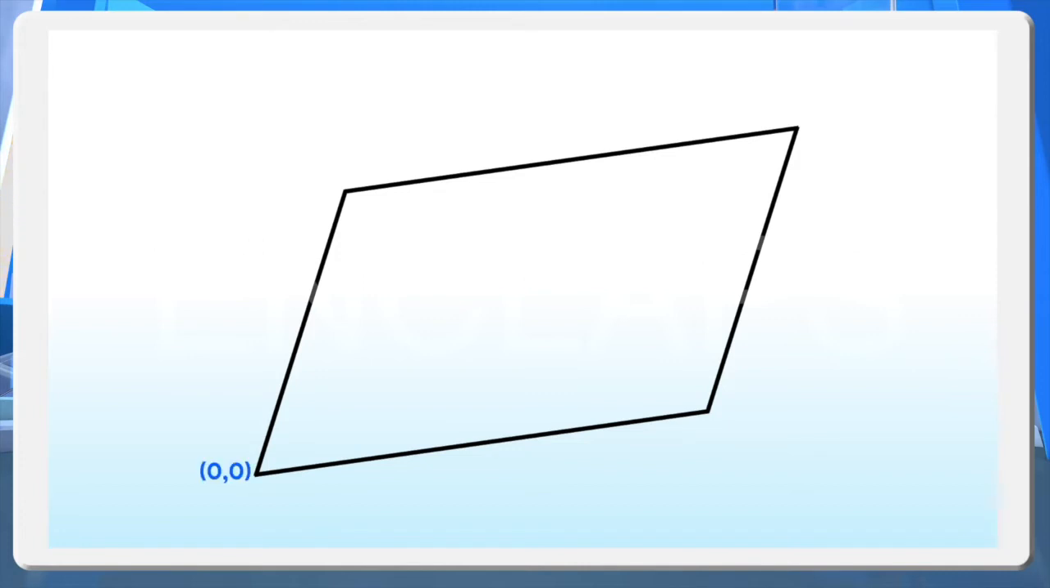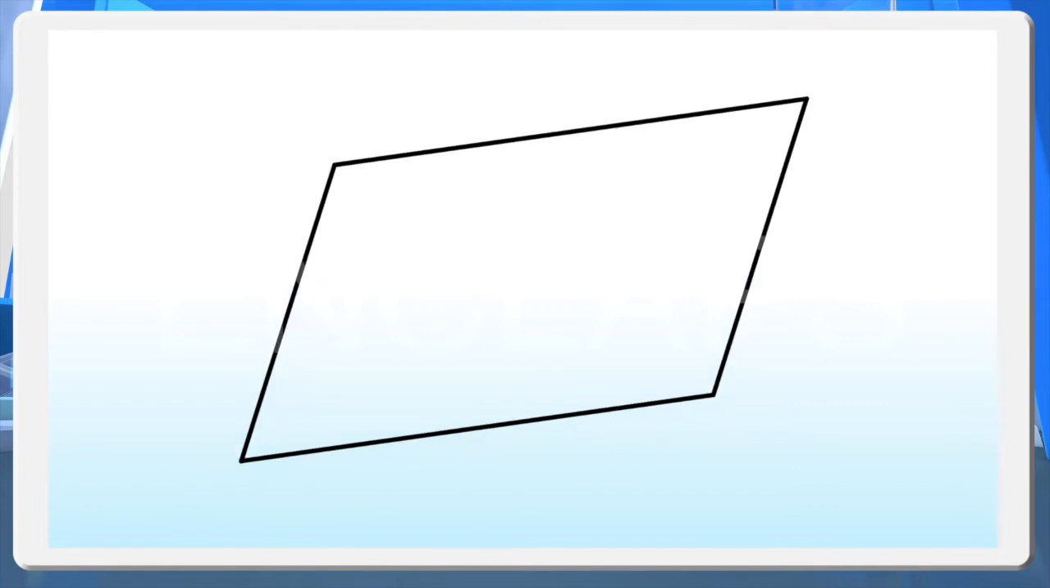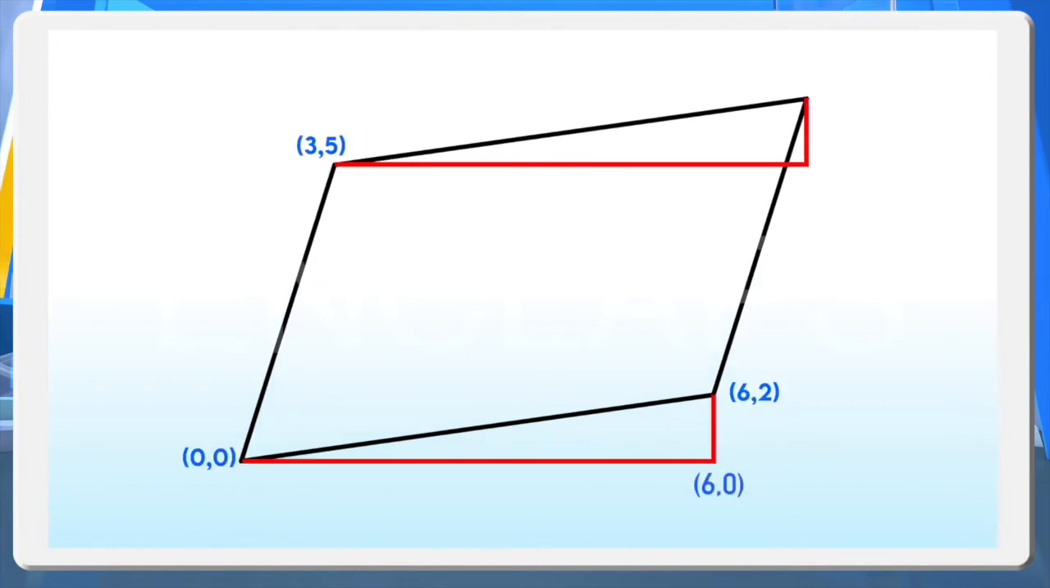The coordinate of one vertex is given as 0, 0 and the coordinates of the other 2 vertices as 3, 5 and 6, 2. Find the coordinates of the fourth vertex. How to find? For that, we draw right triangles with the top and bottom sides as hypotenuse and perpendicular sides parallel to the axis. The hypotenuse of the 2 right triangles now obtained are opposite sides of the parallelogram. What is so special about them? They are parallel and equal. And the other 2 perpendicular sides of the right triangles are also equal.